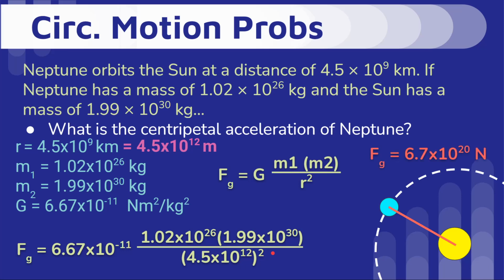Okay, if you enter this correctly in your calculator, you should get a force of gravity of 6.7 times 10 to the 20th newtons. I have the number up here on my screen in this reddish color. Okay, I'm going to give you a moment just to make sure you're getting the same thing. And then we can talk about how we can now use this to help us find acceleration.